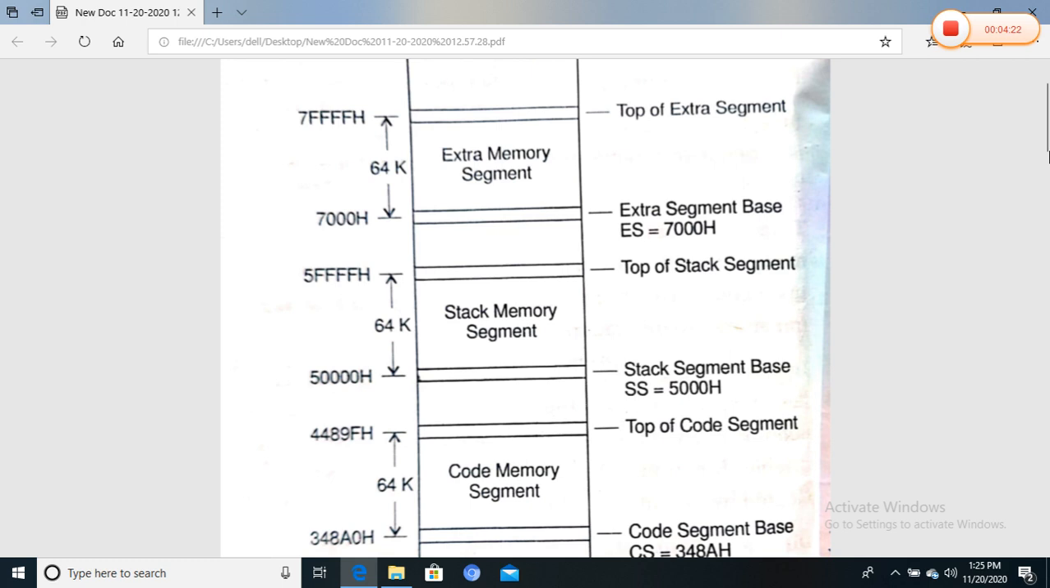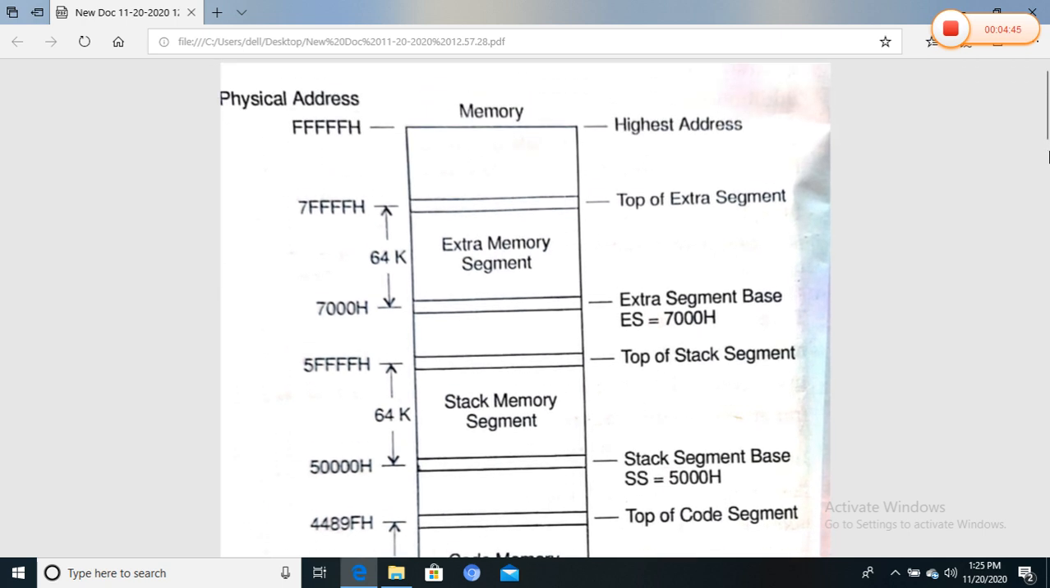The address 50000H or 70000H is a 20-bit address. But the extra segment register holds the base of the starting address, which is 16 bits. So ES is 7000H. That is the top of the segment register. The memory starts from 0 to FFFFH, the highest offset address. This is the 16-bit offset.